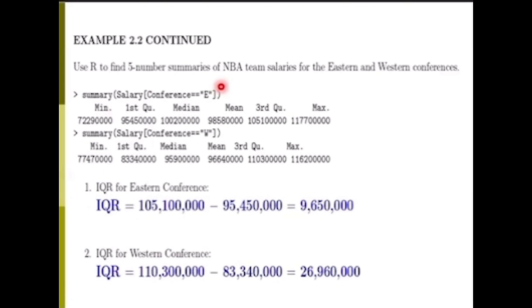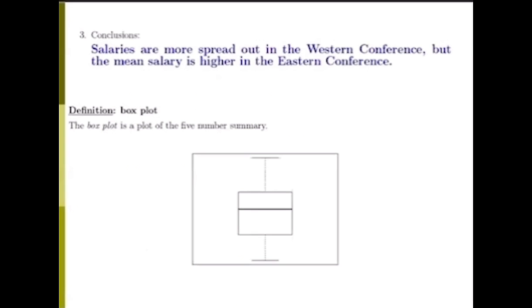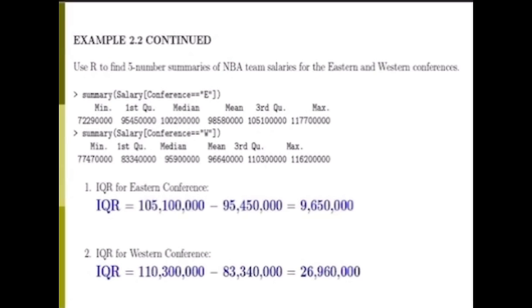Now, I wanted to compare these two, and I gave the code for the two. The one that has the higher IQR is the one for the Western Conference. The one with the higher IQR is the one that is more variable. Does that make sense? That was why I said salaries are more spread out in the Western Conference. This one means more spread out because it's greater than that. Does that make sense?